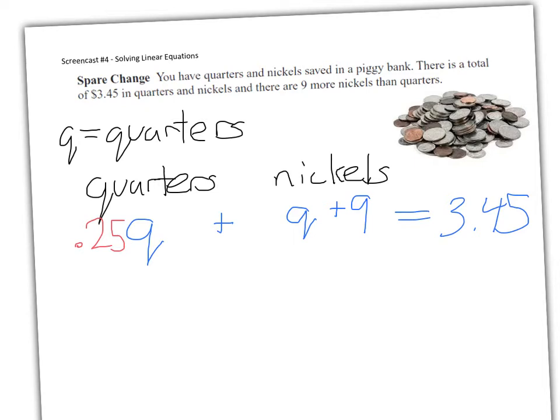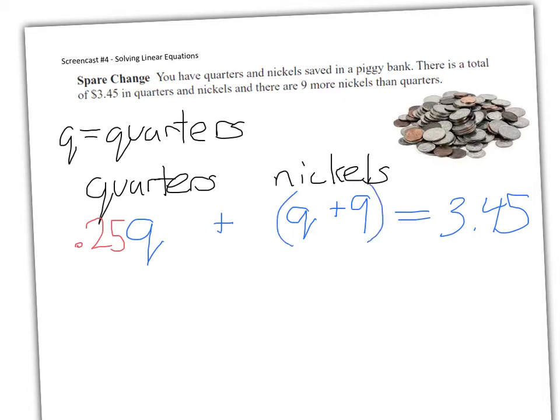Which makes sense for this part right here, because think about it. If we had just one quarter, that's 1 times 25 cents. If we had 2 quarters, that's 2 times 25 cents. If we had 3 quarters, that's 3 times 25 cents. If we have some unknown Q number of quarters, that's Q times 25 cents. So that represents that. Now for the number of nickels, we know a nickel is worth 5 cents.